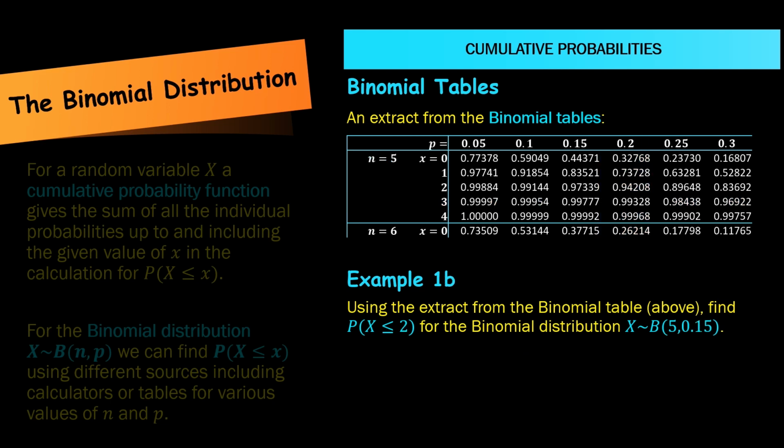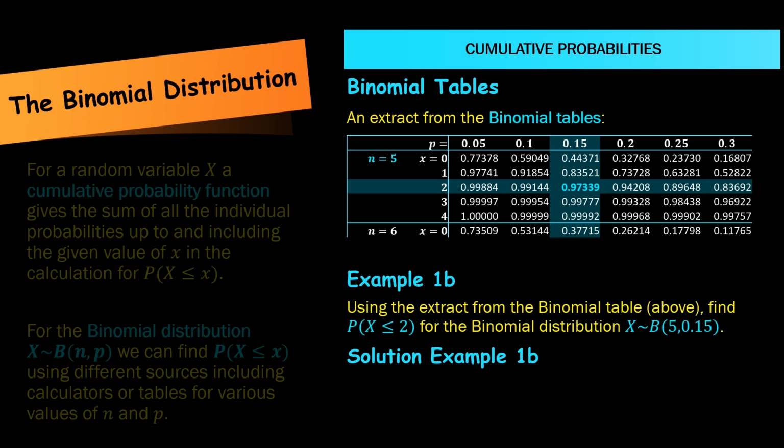And now for part B. Using the extract from the binomial table on your screen, find the probability that x is less than or equal to 2 for the binomial distribution x distributed binomially with n equals 5 and p equals 0.15. So let's solve this.